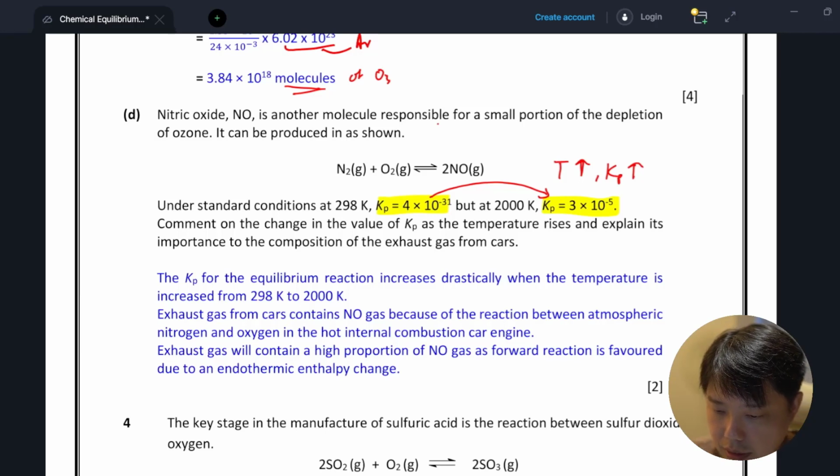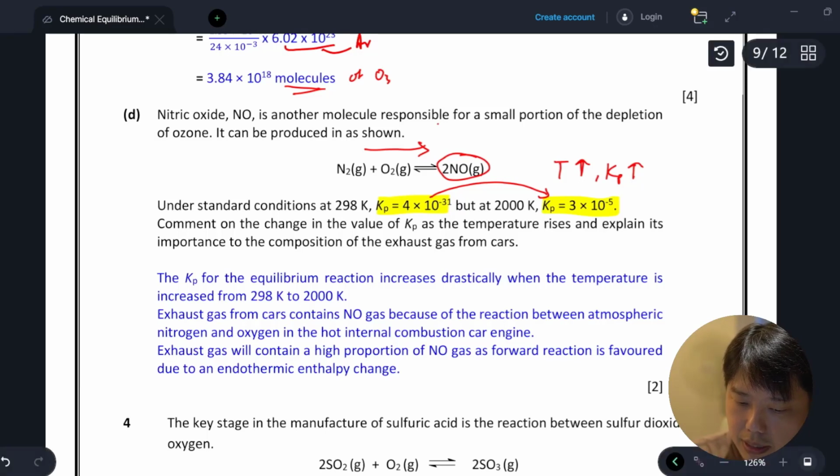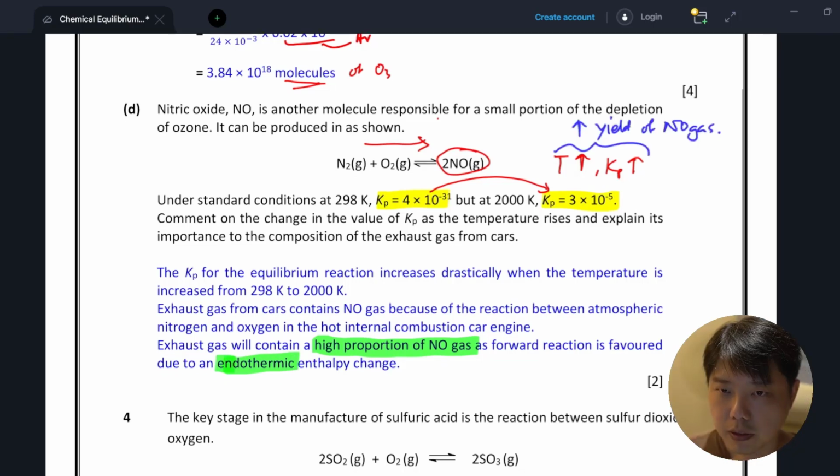It means that in the car exhaust, where you have a very high temperature, the Kp will increase drastically, which means that this equation will shift to the right because it's endothermic, and you're going to produce a lot of this NO gas. What this means is that the exhaust gas will contain a high proportion of NO gas, as the forward reaction is favored due to the endothermic enthalpy change.